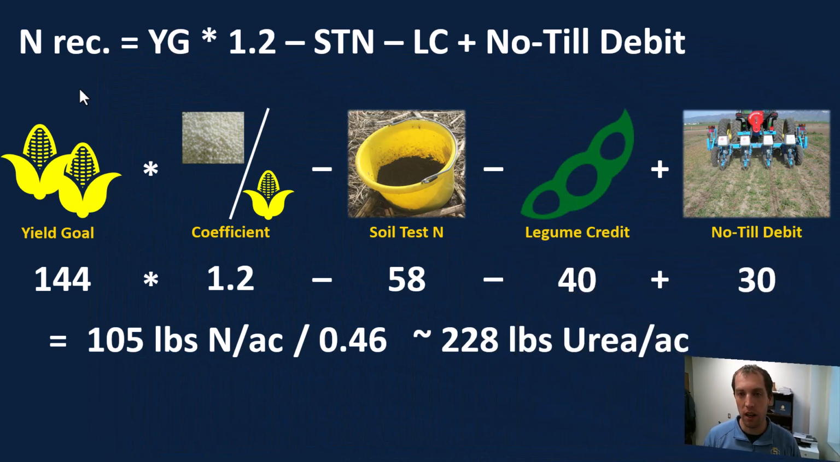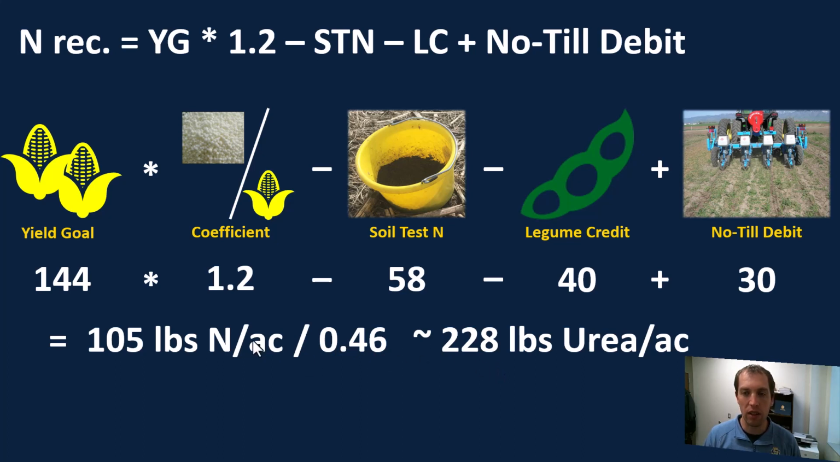So if we look here on this equation for determining our corn nitrogen recommendations, you can see that we start out with our yield goal. We multiply it by a coefficient, which we've seen that 1.2 is a little high, it should be around 1. We subtract our soil test N, we subtract our legume credit, and then we get our no-till debit, and we add that to the equation. And we get a recommendation, let's say 105 pounds of N per acre, divide that by our percent of N in our product, and then we get pounds of product per acre recommendation.